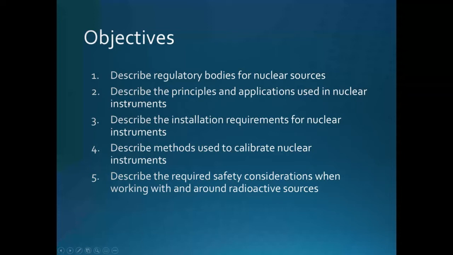Objectives, five of them in this ILM here. So we start out with regulatory bodies for nuclear sources, then principles and applications used in nuclear instruments, installation requirements for these instruments, methods for calibrating these instruments, and then last but definitely not least, the required safety considerations when working with and around radioactive sources. And really, of all of them, this is probably the one that's most important. You don't want to play around with nuclear sources too much.